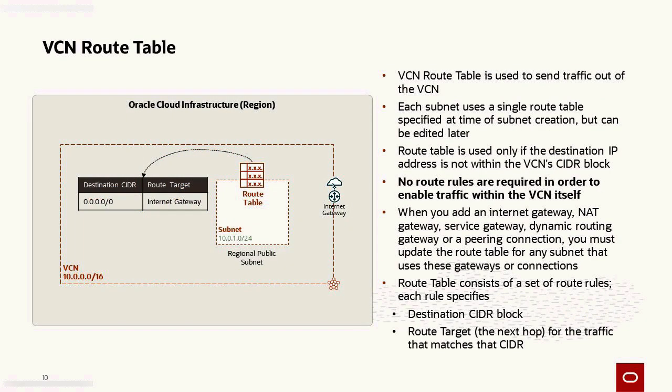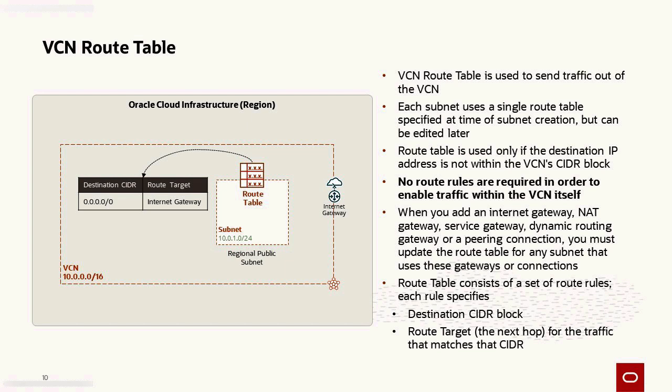The route table is used to send traffic out of the VCN. A single route table is assigned to each subnet within the VCN. The same route table can be assigned to multiple subnets. There is a default route table created in each VCN that's assigned if you do not specify a custom route table. We recommend using a customized route table instead of the default one.